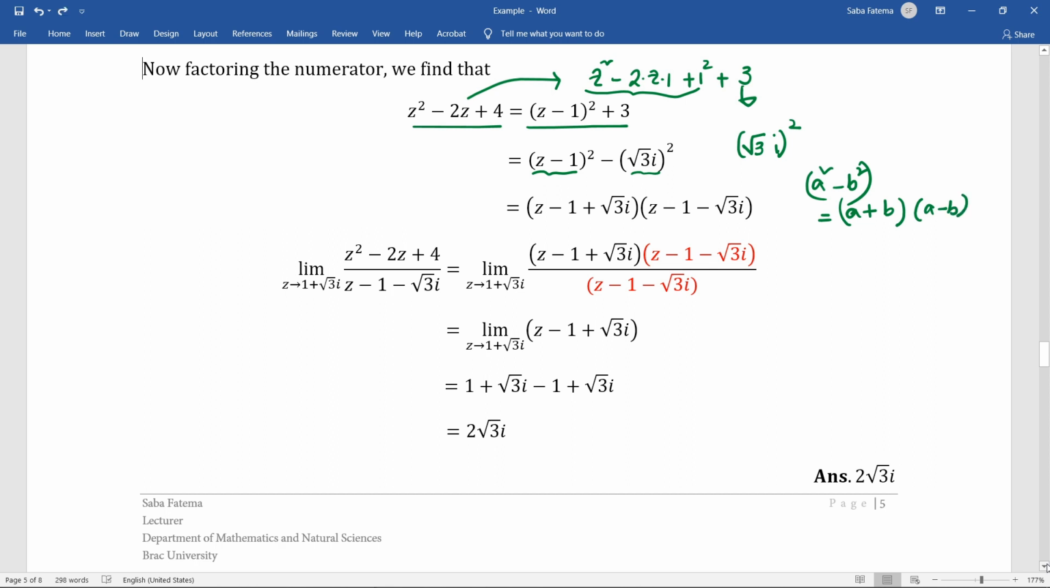Now, using the new form of the numerator, we can see that these two terms can be cancelled, and now we can apply the limiting value, and finally we get our answer. We usually apply this technique of factoring in such cases where for the given limit the denominator becomes 0.